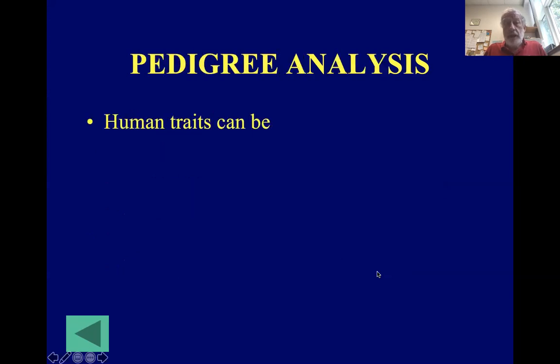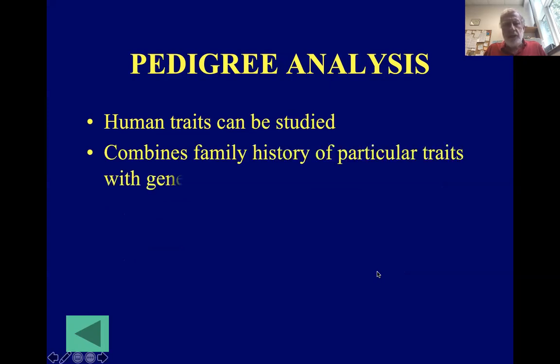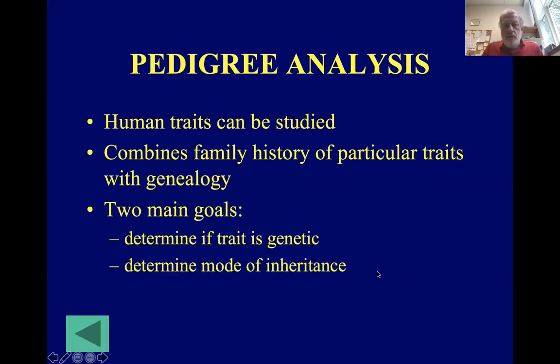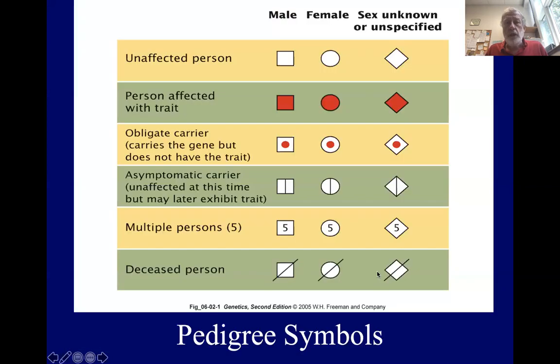So you can study human traits with pedigree analysis. It combines genealogy with the family history of particular traits of interest. And there are really two main goals: the pedigree analysis is used to determine if the trait is genetic, and then to determine its mode of inheritance. And I will define those modes shortly.